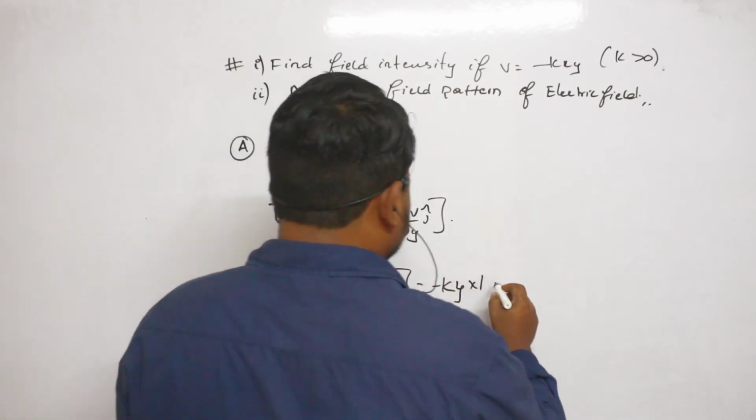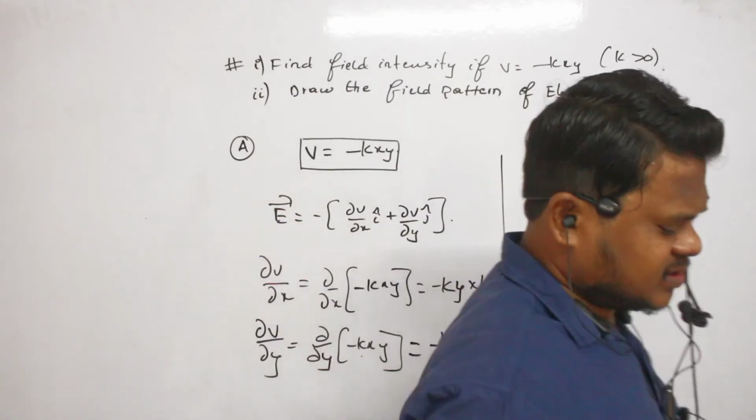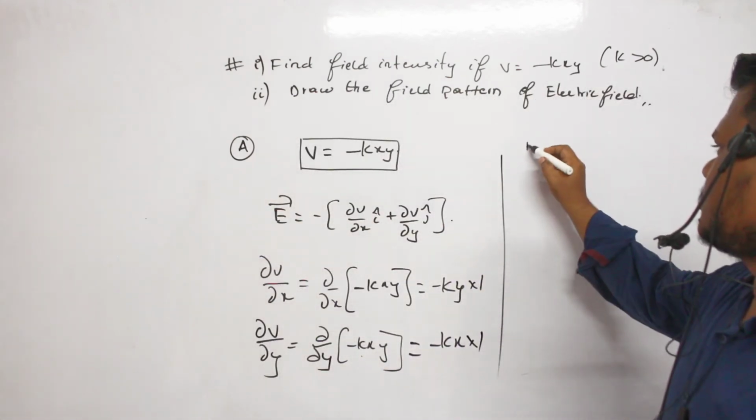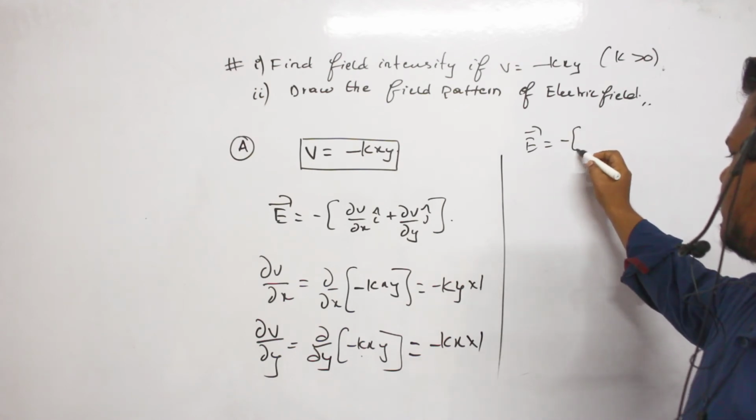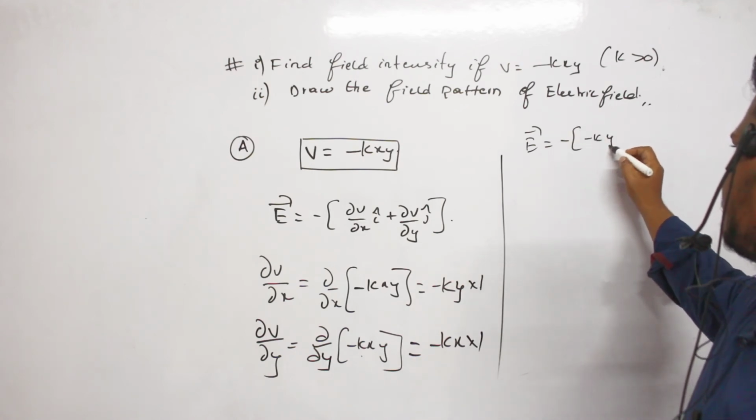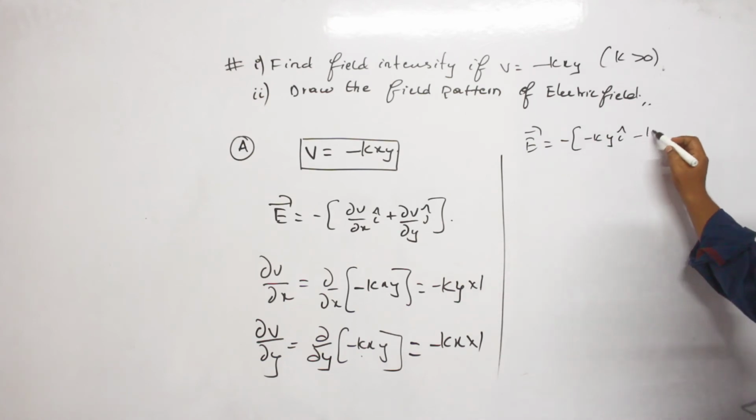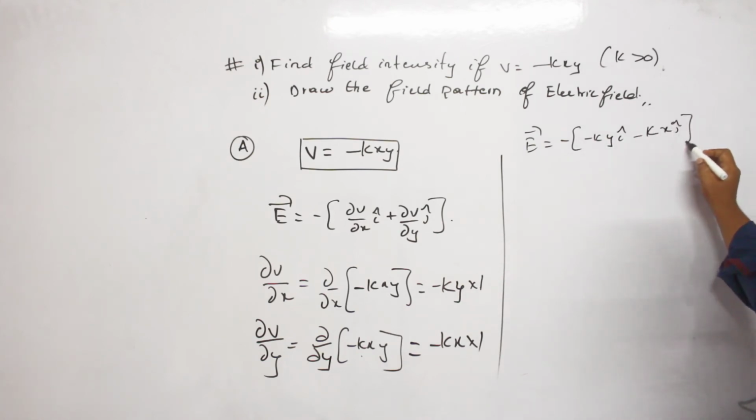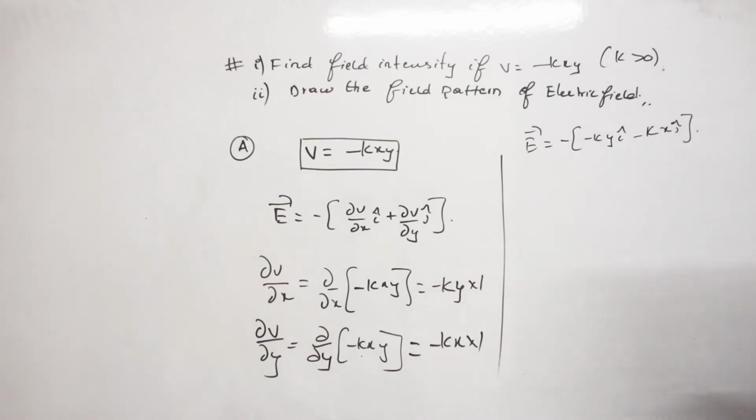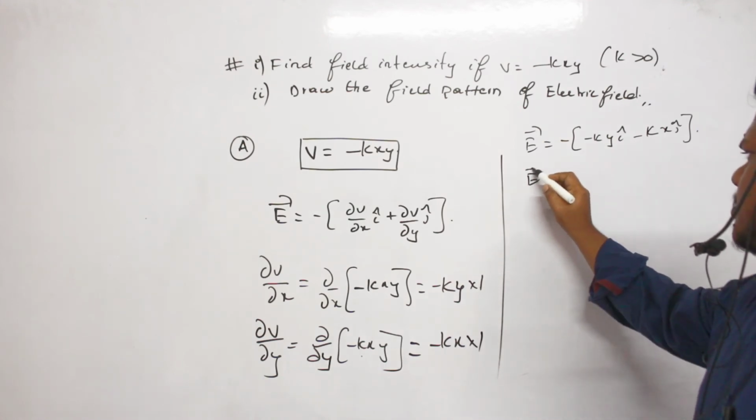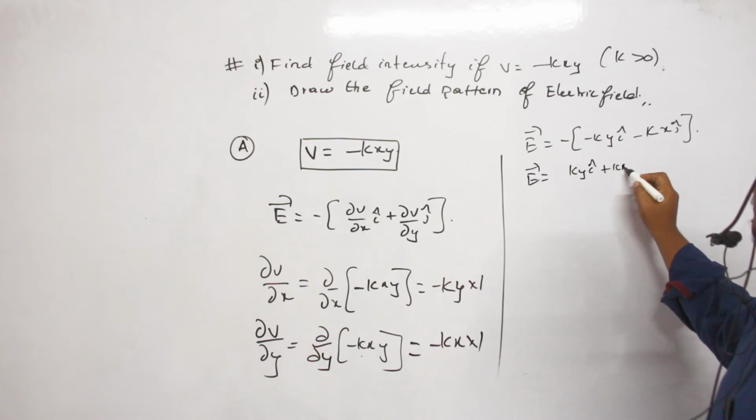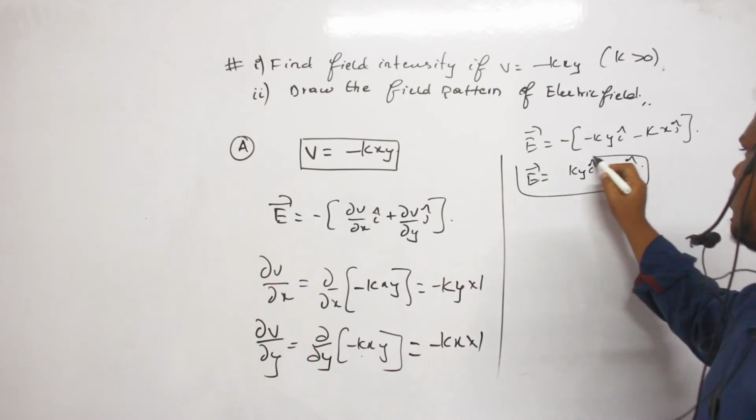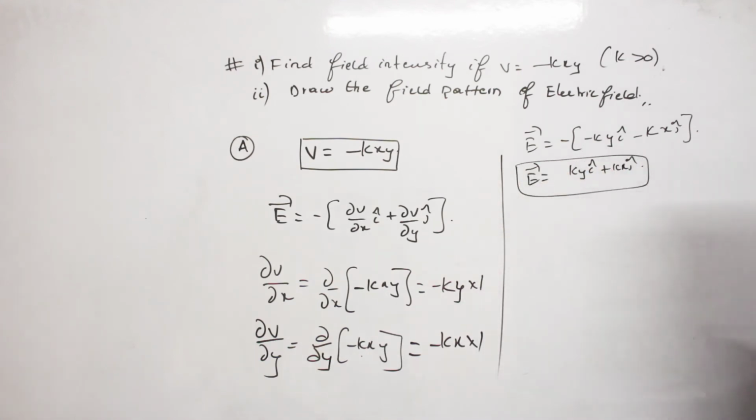Clear? So therefore, what is the electric field I got? E' is equal to minus of minus ky i cap minus kx j cap. These are the values which I got now. So minus minus gets cancelled. So the electric field is equal to ky i cap plus kx j cap. This is the electric field which I got. So up to here it is clear.